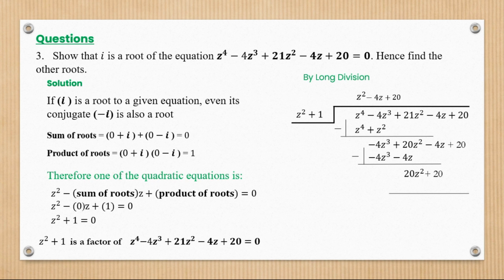20z plus 20. So when you have 20z squared divided by z squared, the answer is 20. Then 20 times the values on the left gives us that. So which when we subtract, we have no remainder. So since there is no remainder, it means I is actually a root of the equation. So writing the equation out, you can see that these are the two different factors. So you can see that there are two different parts to it.